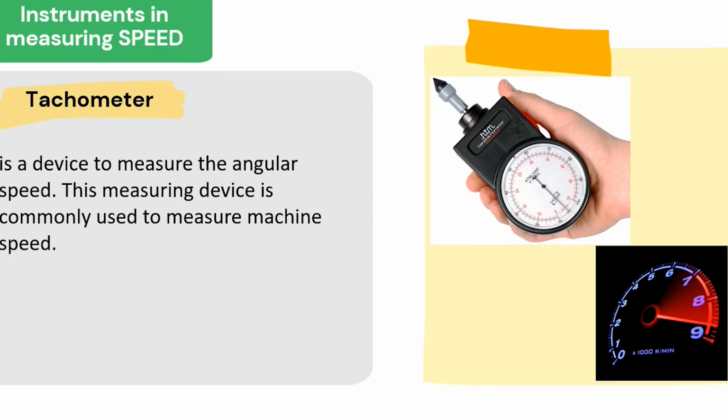Second one is the tachometer, or what we know as RPM. It is a device to measure the angular speed. This measuring device is commonly used to measure machine speed.